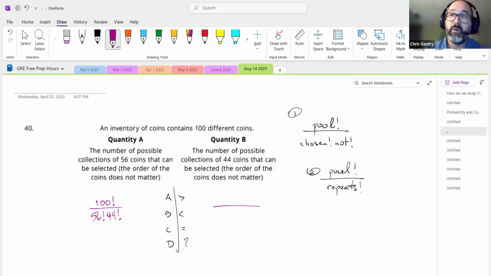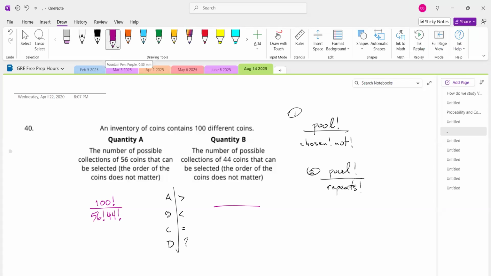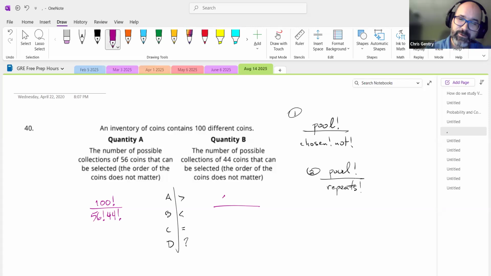In quantity B, what is my pool of coins? 44. That's how many I'm choosing. So is it still 100? It's still 100. And I'm choosing 44 of them and not choosing 56. And what do we notice about these two fractions?